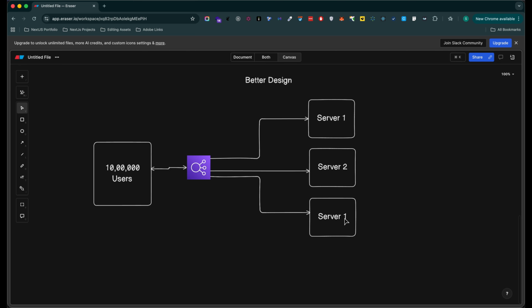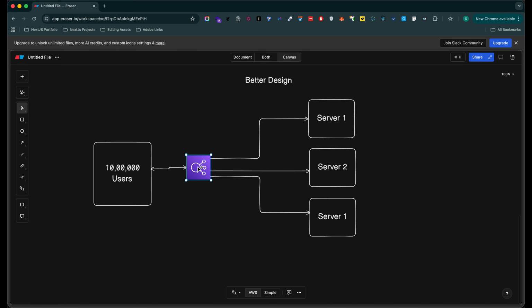Now, how will this work? This is where load balancing comes into the picture. If your website is being served for 10 lakh users, the requests will go through the load balancer first. Then the load balancer will check which server to redirect to, and it will redirect that specific traffic or request to the server, and then it will be served from there.